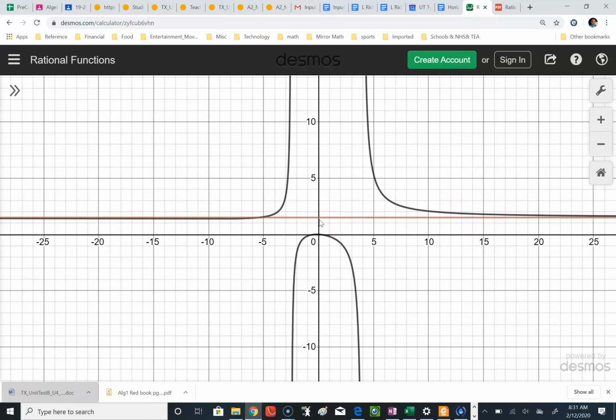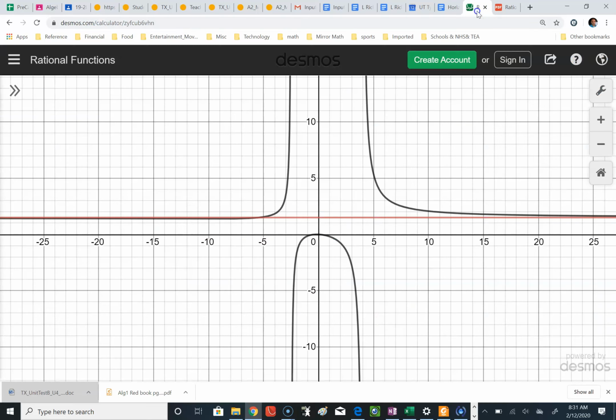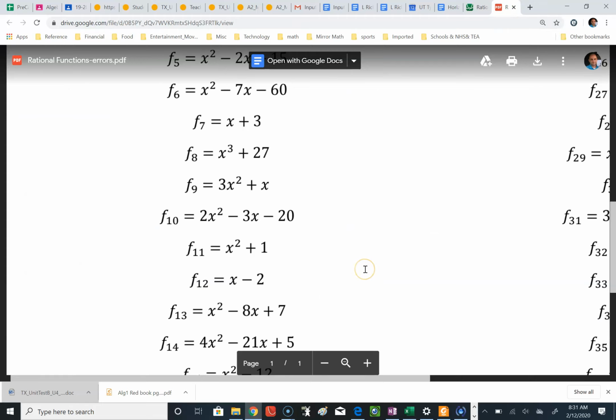Okay. All right. Lastly, the last note here, horizontal asymptote. If the top is bigger than the bottom, there is no horizontal asymptote. The function instead increases or decreases without bound. If the top is growing bigger than the bottom, it's just going to go off to infinity. And that makes sense too. I'll quickly show one of those. Pick me one where the top is bigger than the bottom.